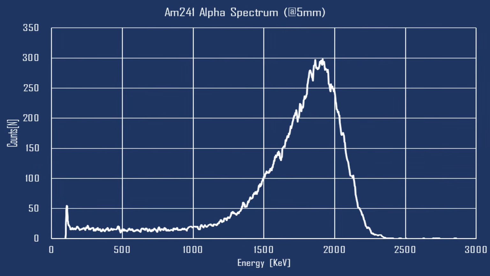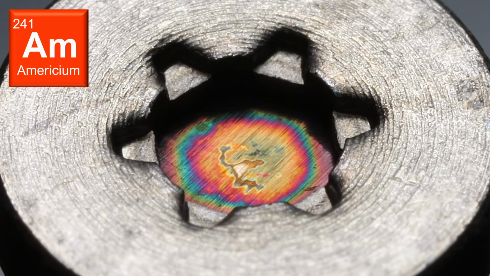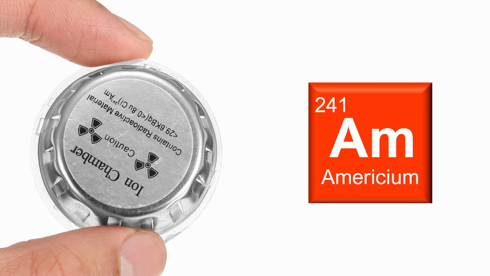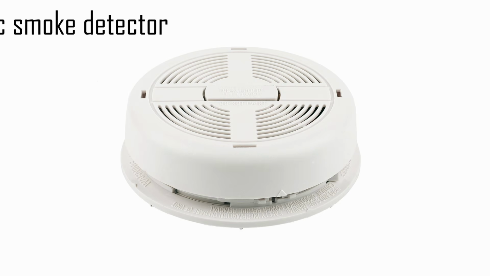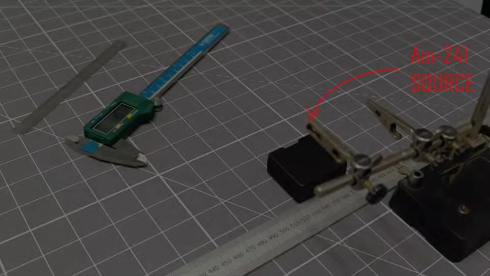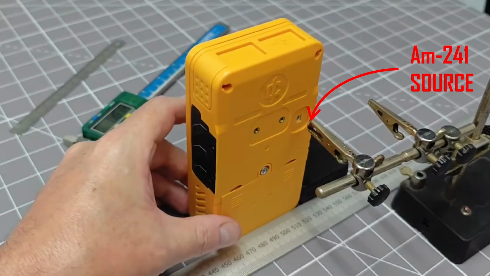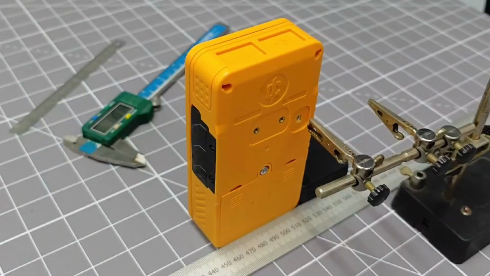Okay, time to get some actual alpha spectroscopy done. I'm going to be using americium-241 as the source of the alpha particles for this experiment. This source comes from the ionization chamber of a commercial smoke alarm. It isn't a particularly bright source, but it is the best that I have. In this experiment, I am going to collect the spectrum of the alpha particles at various distances from the source. Hopefully I will be able to see how the velocity of the alpha particles, and hence their energy, falls as they travel through the air.